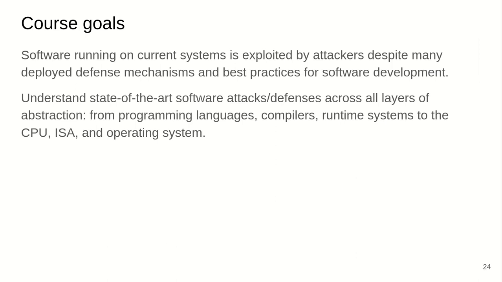What are the course goals? Well, software running on current systems is often exploited by attackers despite many deployed defense mechanisms and best practice for development. Here we want you to understand the state-of-the-art software attacks and defenses across all the different layers of abstractions, right? And this is one of the things that excite me about security. Security is not just one layer, but it hops across all the different layers, from programming languages to compilers to runtime systems to the CPU down to the ISA instruction set architecture and the operating system. And we have to understand a sufficient amount of detail across all these different layers.